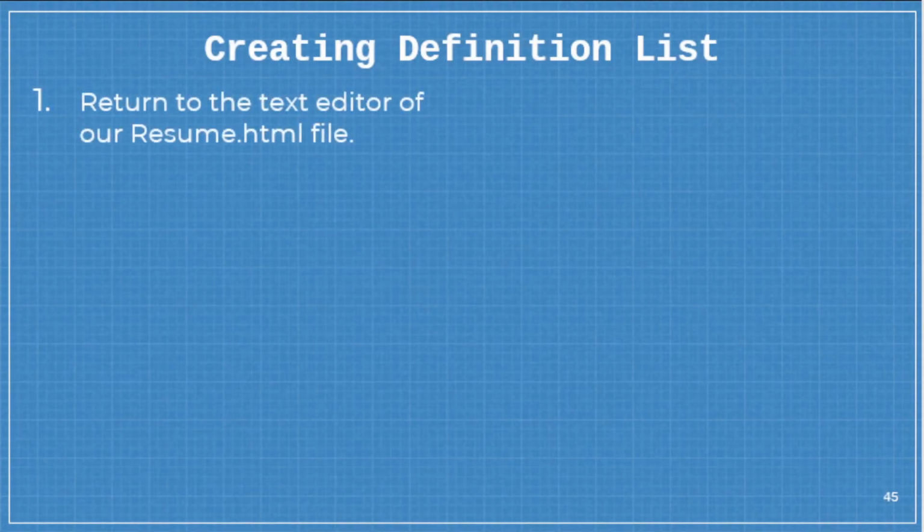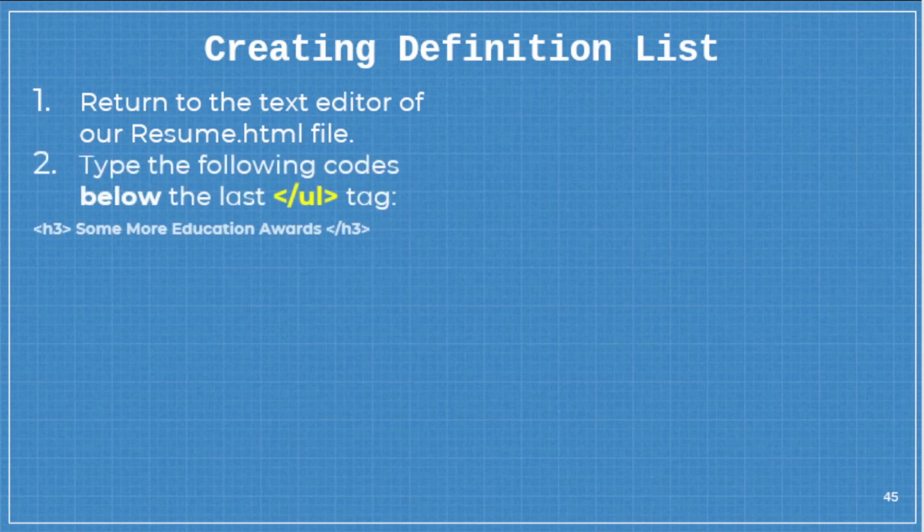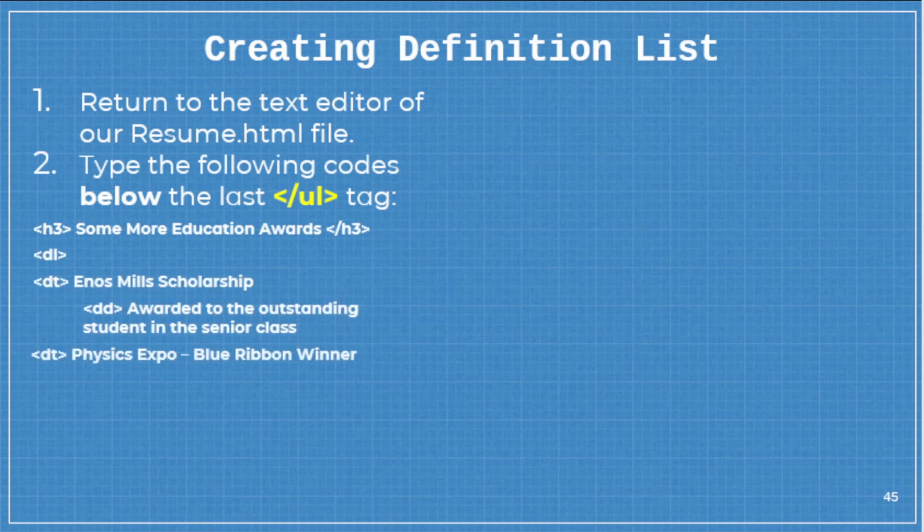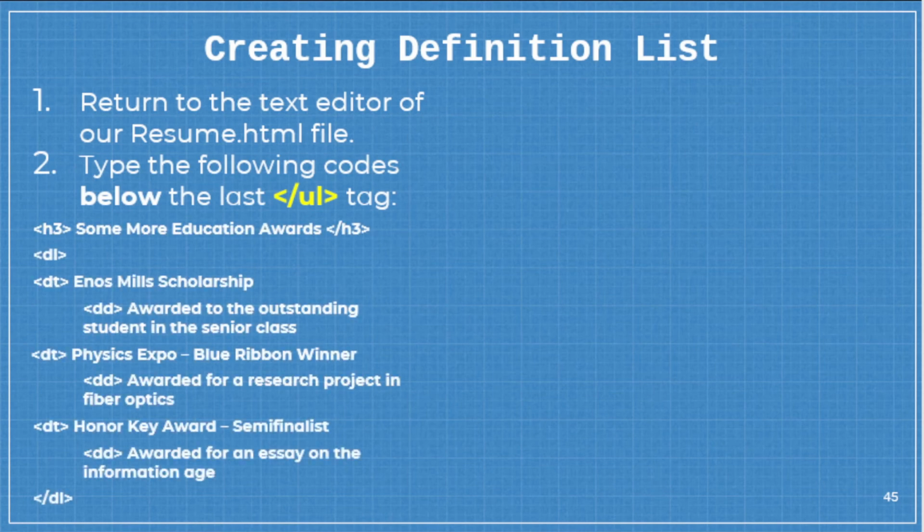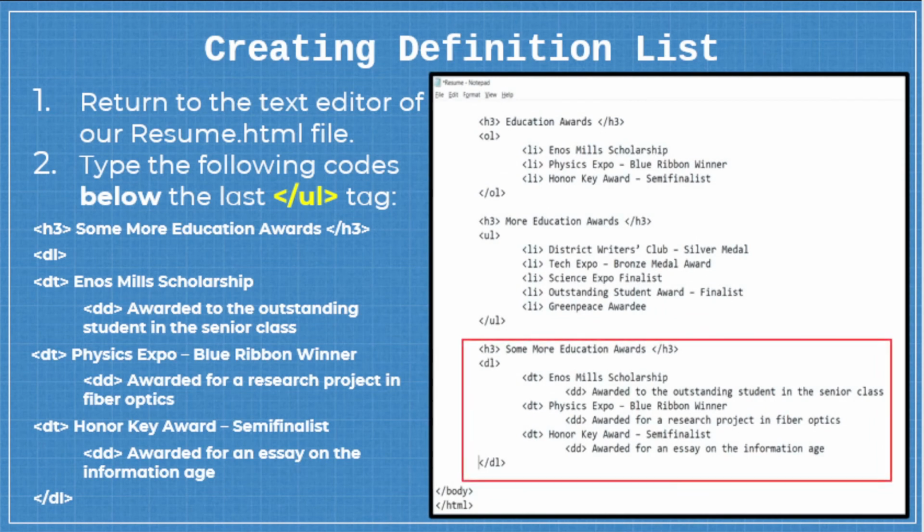Right? Now, let's make a definition list. Okay, to give you an idea, or to show it to you, let's return to our text editor, and then we're going to type the following codes below the /UL. Okay, this is what it will look like. Our /UL is here, right? It's the /UL. So we're going to type this text below that /UL.